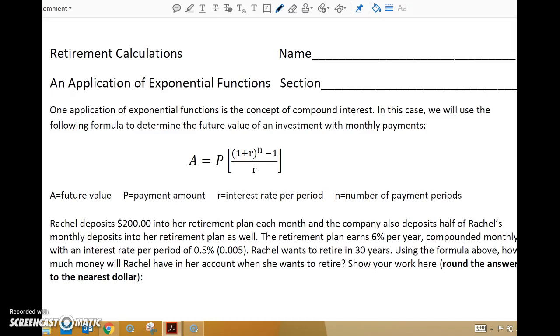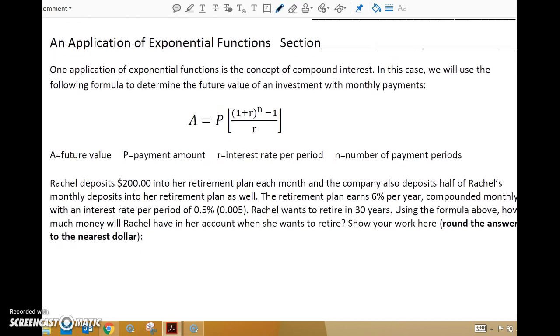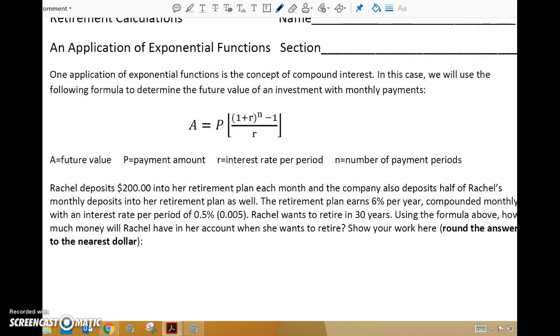Okay, let me walk you through this problem here. It's a great application of all the things we've been talking about with exponential growth and how it can affect a retirement fund. So Rachel deposits $200 into her retirement plan each month, and the company also, so that's a keyword, also deposits half of her monthly deposits. So if she deposits $200, then the monthly deposits are going to be $300, because they'll put in 100.